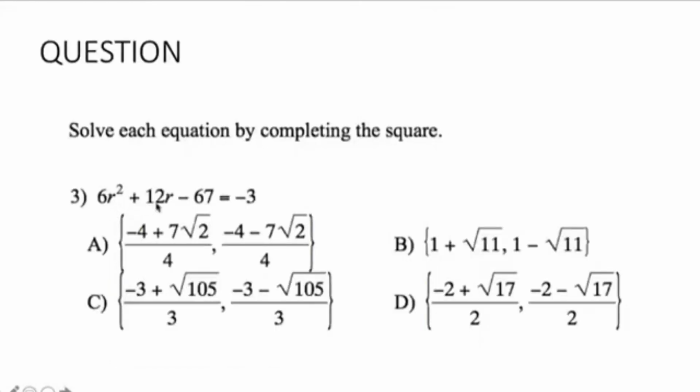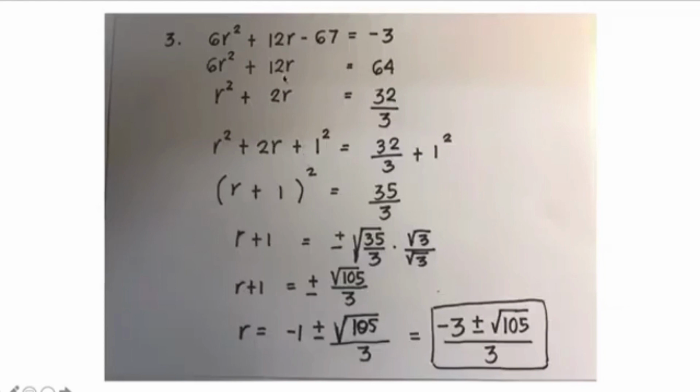6r squared plus 12r minus 67 equals negative 3. You can pause the video and solve this problem. Now, let's go to the answer. So the first thing to do is add 67 so we can isolate the terms with variables and the terms that are constants. And then there's a number 6 next to the squared term, so we divide each term by 6. You get this next step.